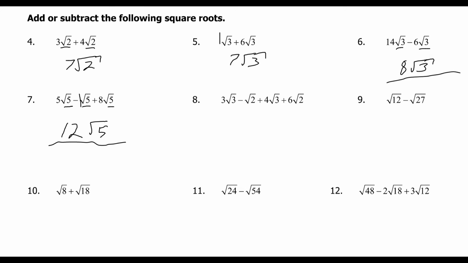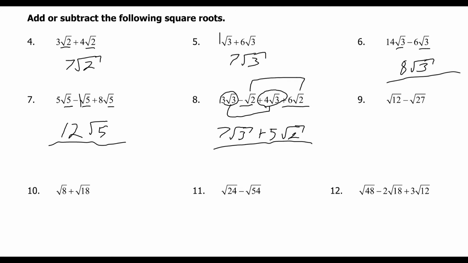Now, number 8, we run into a little bit of a roadblock. We notice that we have square root 3, square root 3, square root 2's, square root 2's. No big deal. We're going to combine those two and combine those two. So 3 plus 4 is 7. So 7 root 3. And then we're going to go negative square root 2 plus 6 square root 2, which is going to be 5 square roots of 2.